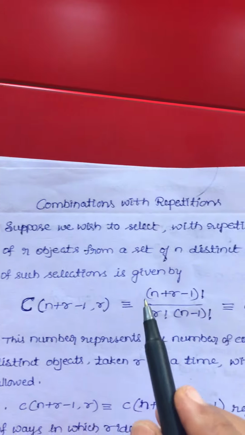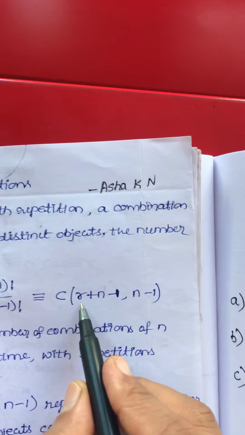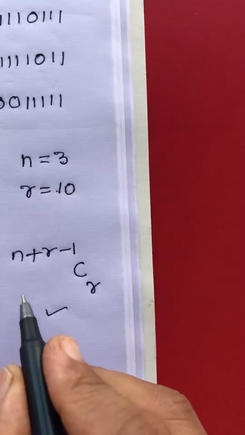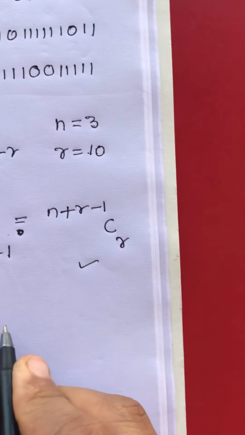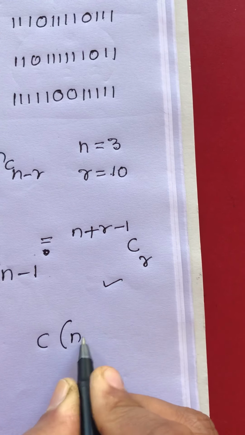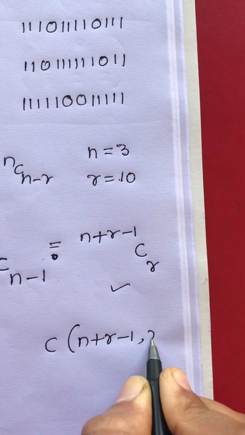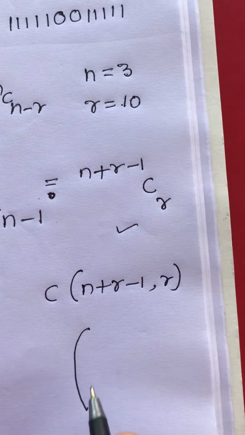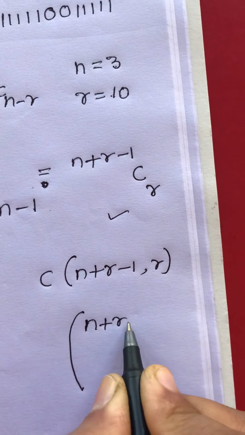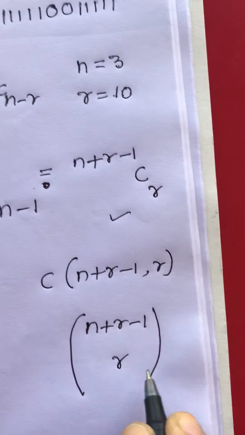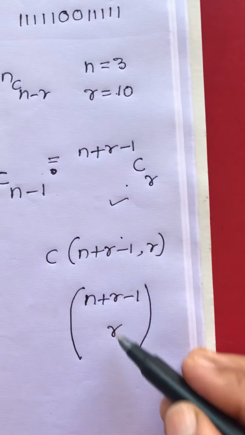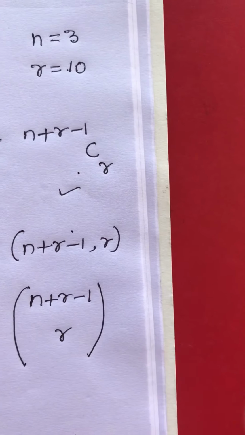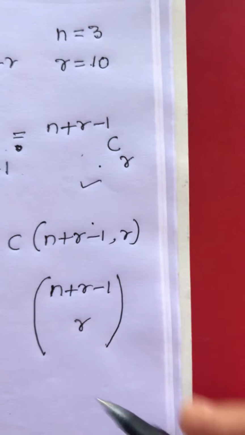The number of such selections is given by this formula. See, this is the formula, and just now I wrote this n plus r minus 1 C r. This can also be written as C of n plus r minus 1 comma r. Okay, notations are same. In some books they may also use this notation. This is also the same. All these representations represent the same thing.